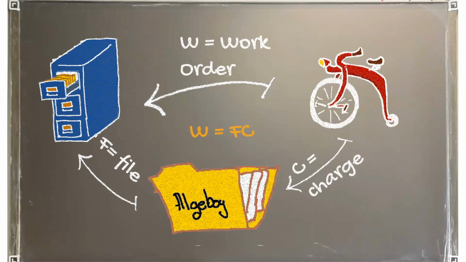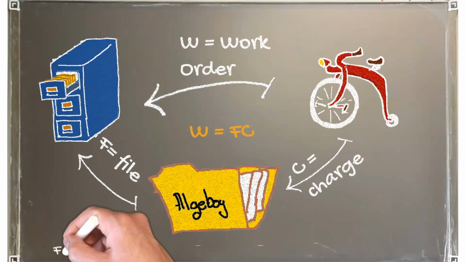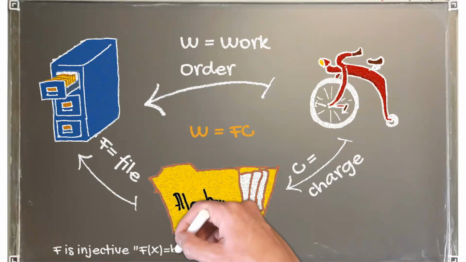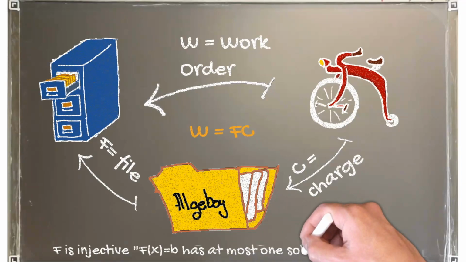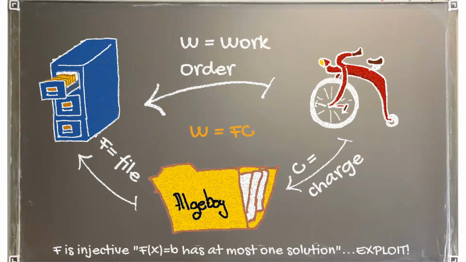Now, the same customer can visit the shop several times with different repairs, so there can be many work orders in one folder for the client. But the shop better not file two different clients as the same person. The filing function, therefore, must be injective. One client, one folder. That is, f of x equals b has at most one solution. Knowing this property of filing, we should now look to exploit this in our software design.